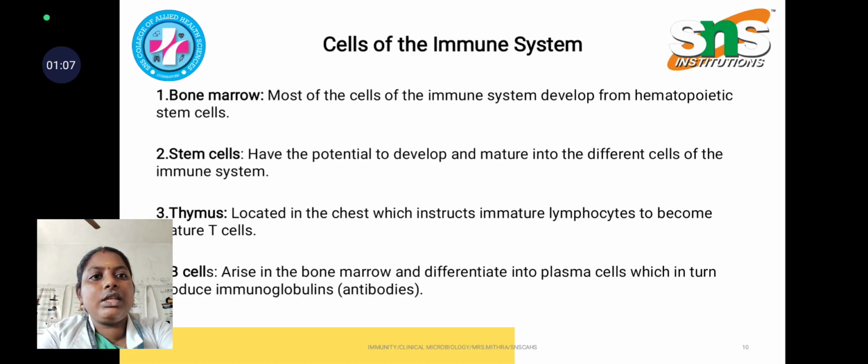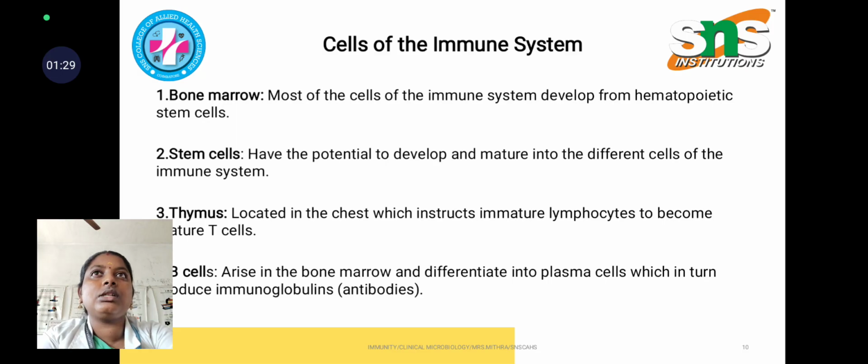Coming to the cells of the immune system, they also involve the bone marrow. Most of the cells of the immune system develop from the hematopoietic stem cells, which are categorized under the bone marrow. Stem cells have the potential to develop and mature into different cells of the immune system.